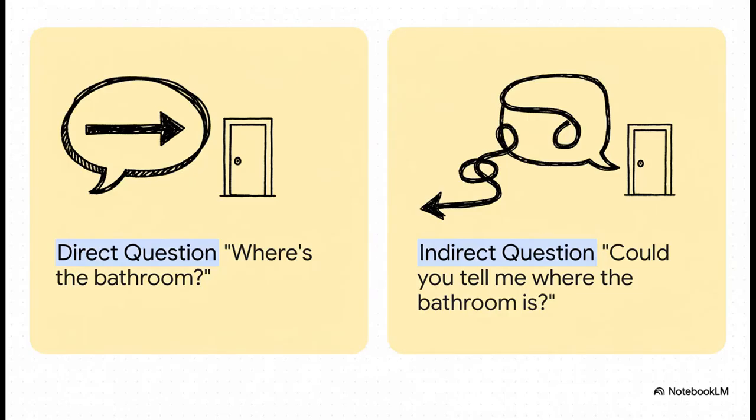So take a look at this. On the left, "Where's the bathroom?" Short, sweet, to the point. On the right, "Could you tell me where the bathroom is?" A little longer, definitely more formal. Both of these questions will get you to the exact same place, but knowing which one to use is all about understanding the context of the situation.